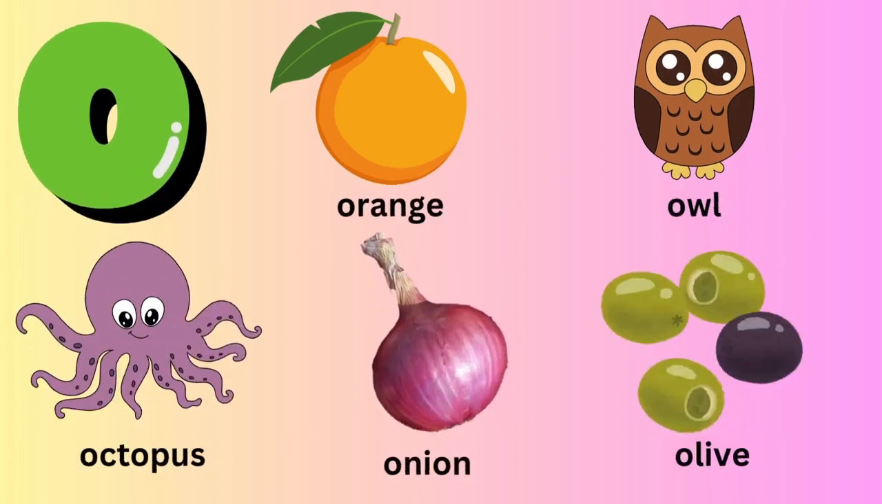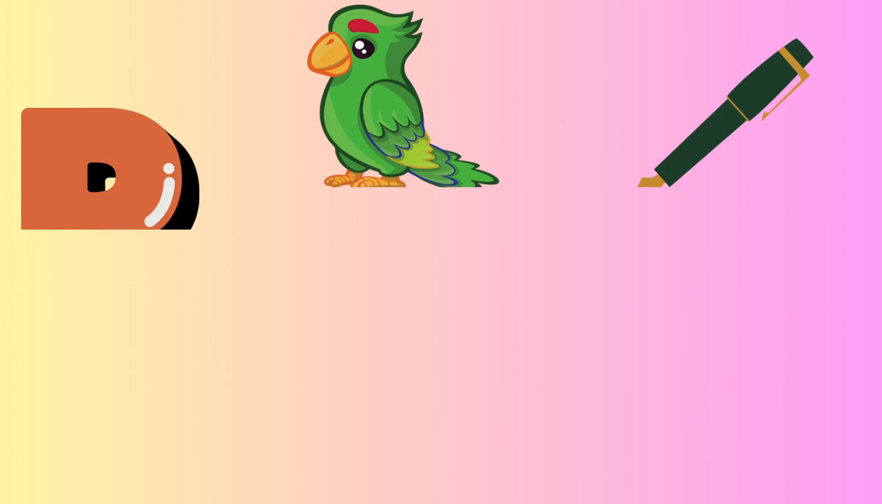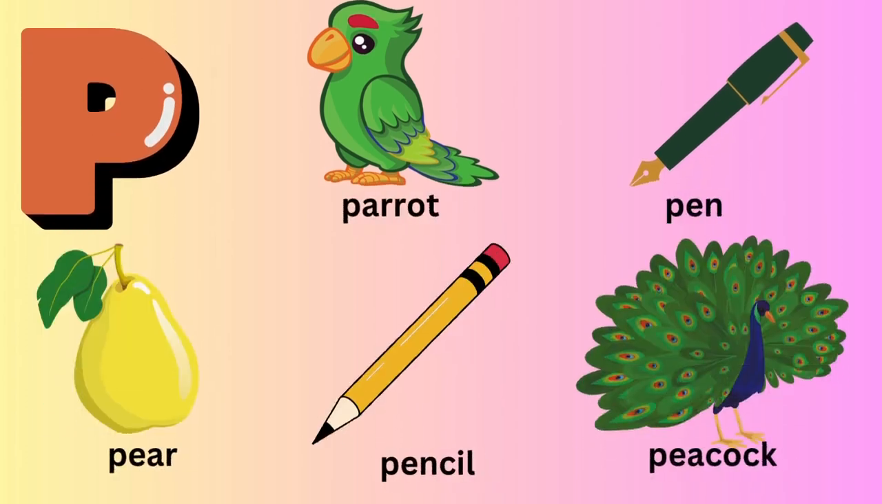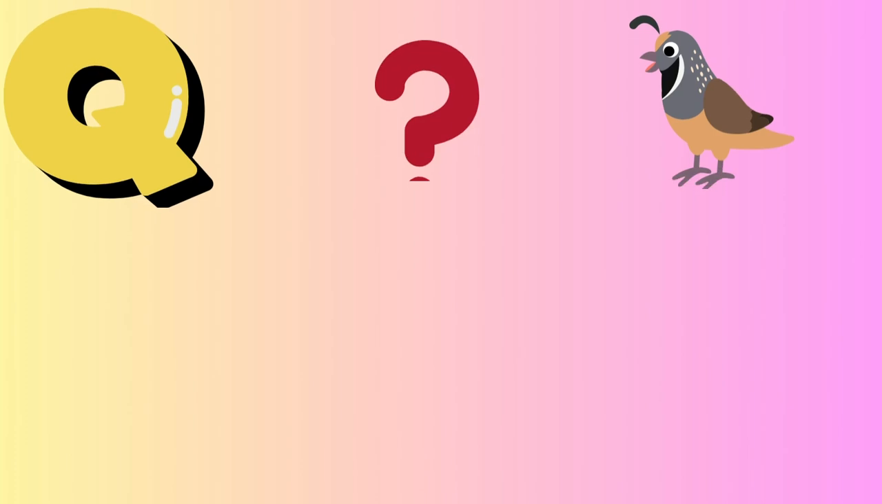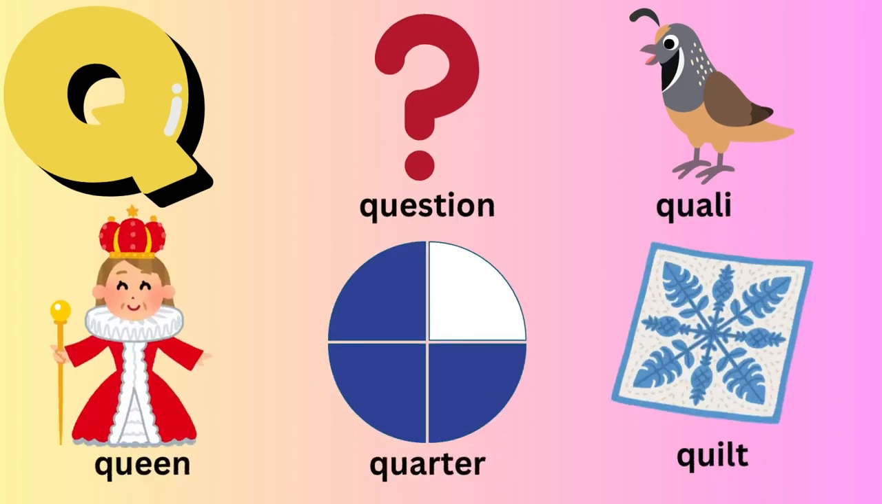O is for orange, owl, octopus, onion, olive. P is for parrot, pen, bear, pencil, peacock. Q is for question, quill, queen, quarter, quilt.